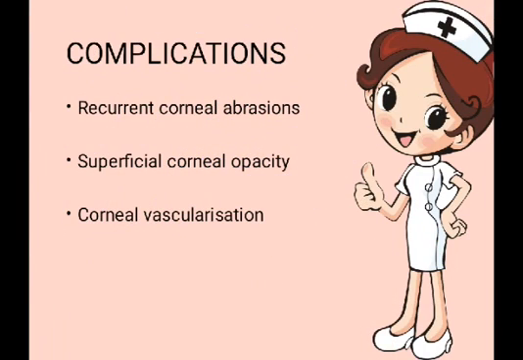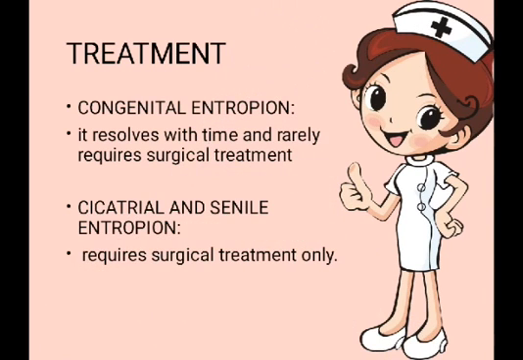Complications: recurrent corneal abrasions, scratches on the cornea that occur due to rubbing. Superficial corneal opacity, the cornea gets opaque. Corneal vascularization, vessels grow on the cornea, although the cornea is a transparent part of our eye. Treatment: congenital entropion resolves with time and rarely requires surgical treatment. Cicatricial and senile entropion require surgical treatment only.